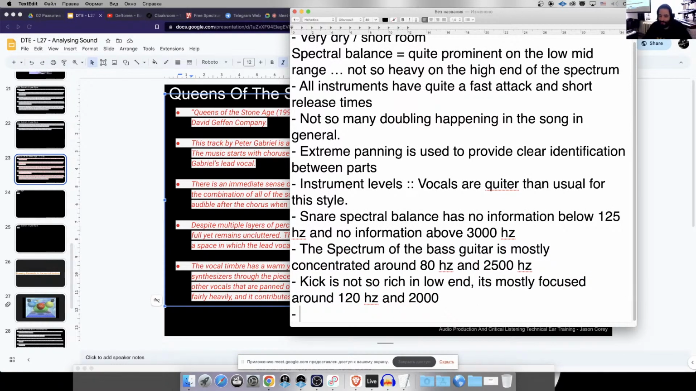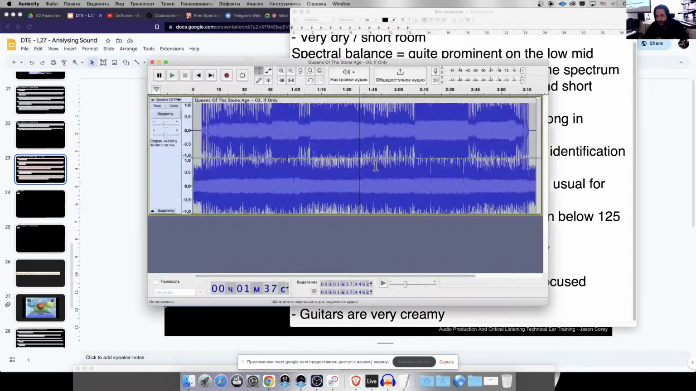And I'm going to say this, breaking the rules that I told you in this course. I was telling you to try to avoid using words like creamy, crunchy, and things like that. But with Queens of the Stone Age, you can only say this: guitars are very creamy. What do I mean by this? They have this low mid-range, nosy feeling. And now that I told you, you will hear this.